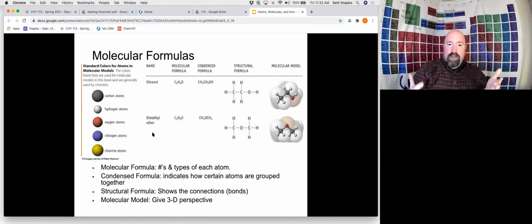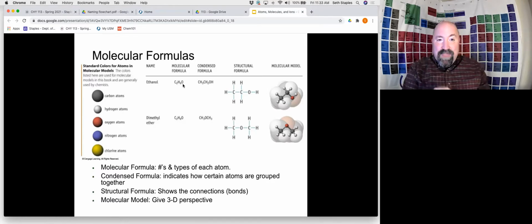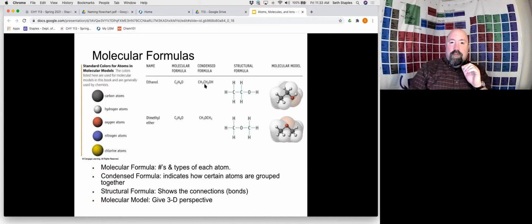So for instance, the molecule ethanol would have the molecular formula C2H6O. This tells us that every ethanol molecule will have 2 carbon atoms, 6 hydrogen atoms, and 1 oxygen atom. We also have different ways in which we show these elements, in which we depict the molecules. We have a condensed formula, which in the case of ethanol would be CH3CH2OH.